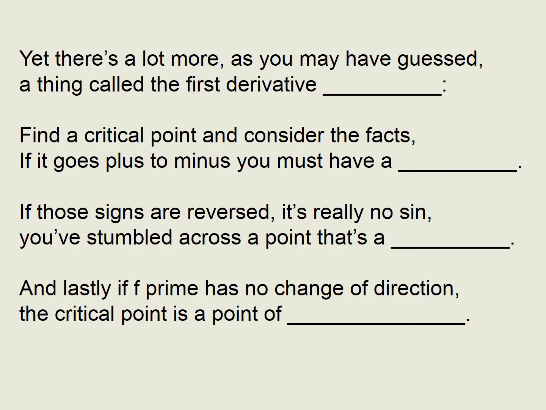Yet there's a lot more, as you may have guessed, a thing called the first derivative test. Find a critical point and consider the facts. If it goes plus to minus, you must have a max. If those signs are reversed, it's really no sin. You've stumbled across a point that's a min. And lastly, if f prime has no change of direction, the critical point is a point of inflection.